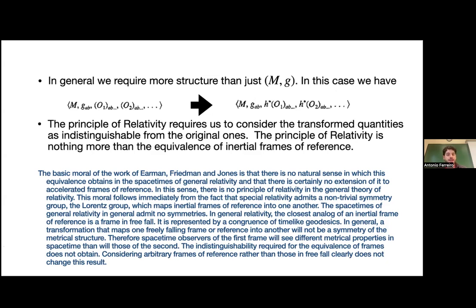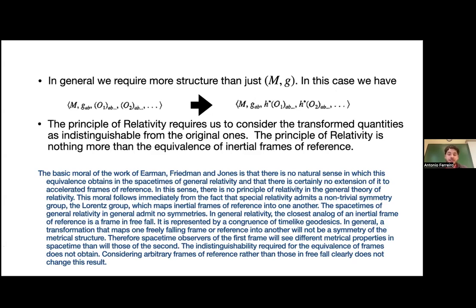Now let me read. The basic moral of the work of Earman, Friedman, and Jones is that there is no natural sense in which this equivalence obtains in the spacetimes of general relativity, and that there is certainly no extension of it to accelerated frames of reference. So when we try to apply this to general relativity, it completely fails because it's not true that we have some invariant transformations. In this sense, there is no principle of relativity in the general theory of relativity. This moral follows immediately from the fact that special relativity admits non-trivial symmetry groups, the Lorentz group, which map inertial frames of reference into one another. The spacetime of general relativity in general admits no symmetries.